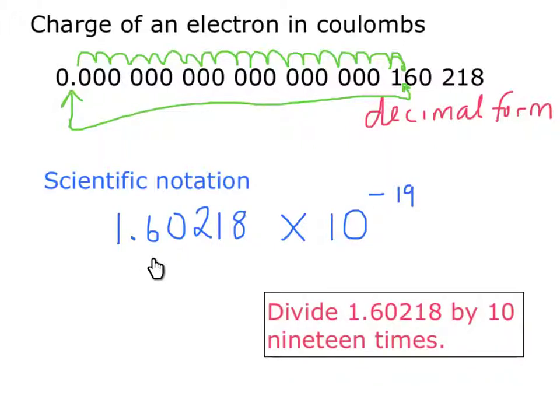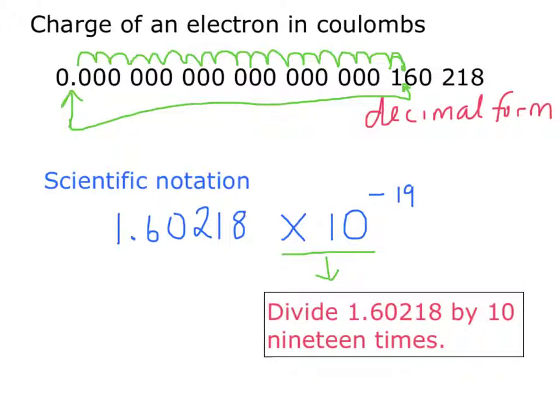So when I multiply 1.60218 by 10 to the power of minus 19, what I'm actually doing from an arithmetic point of view is dividing 1.60218 by 10 19 times. So just like before, this is the answer now in scientific notation, and this is exactly the same number in decimal form.